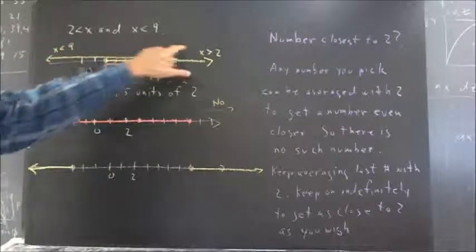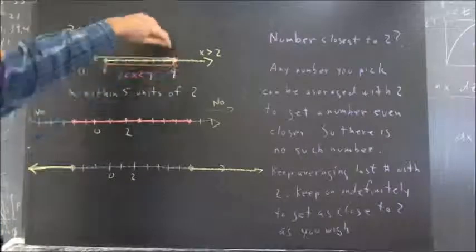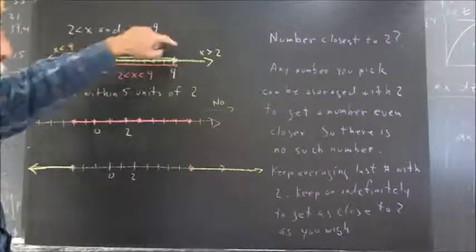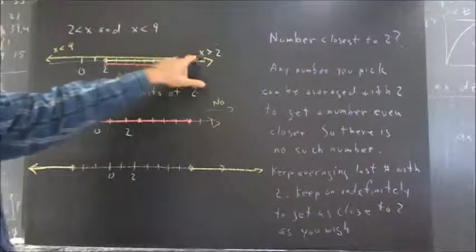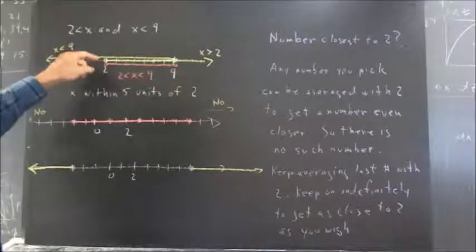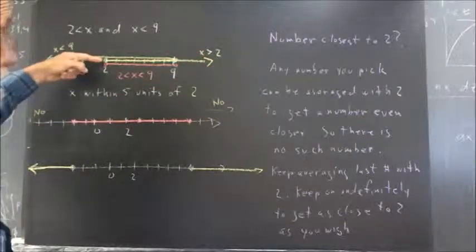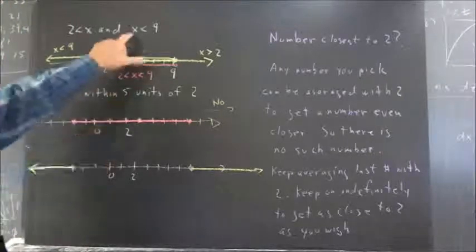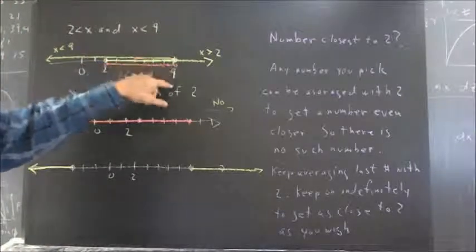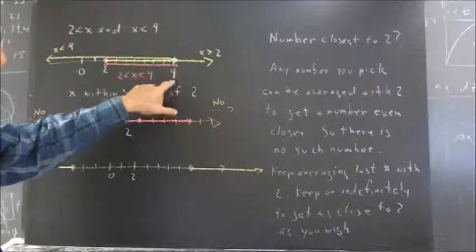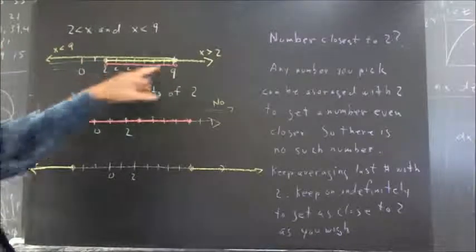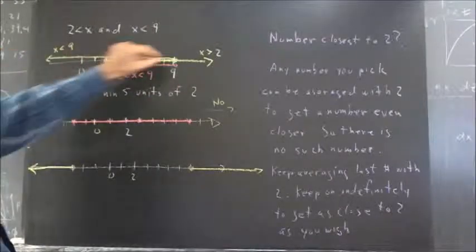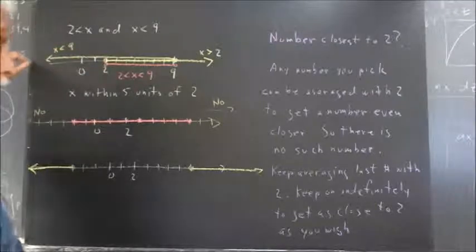Well, clearly, x would have to be to the right of 2. Then 2 would be less than x. So, x is greater than 2 for every point, not including 2, but every point to the right of 2. And where's x less than 9? Well, here's 9. X less than 9 means that x is to the left of 9, which means that x is going to be on this side of 9.